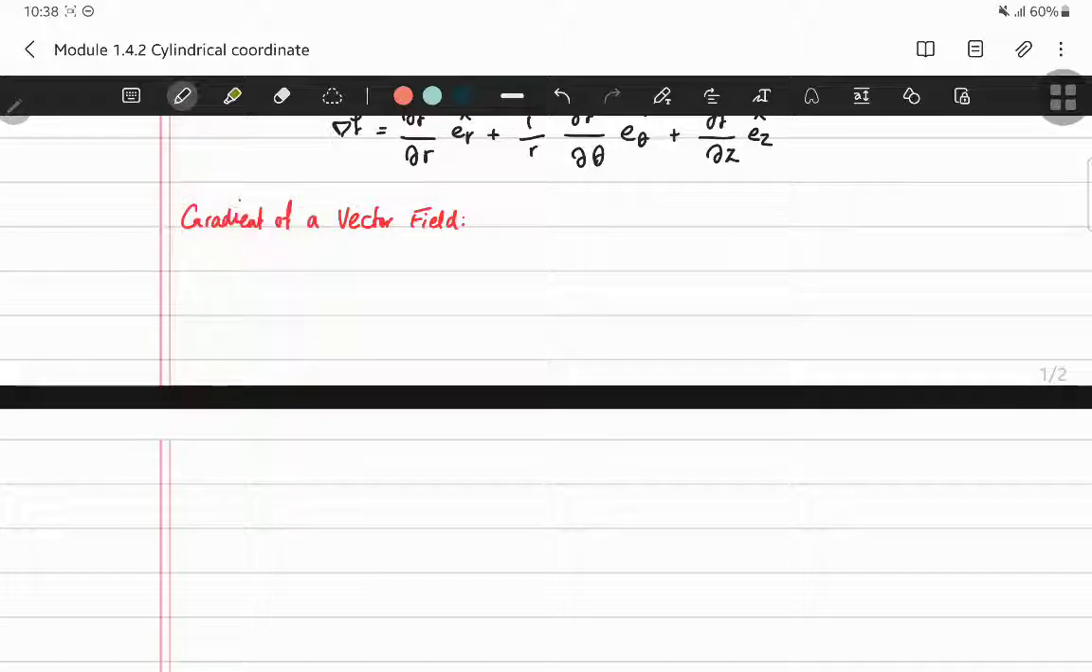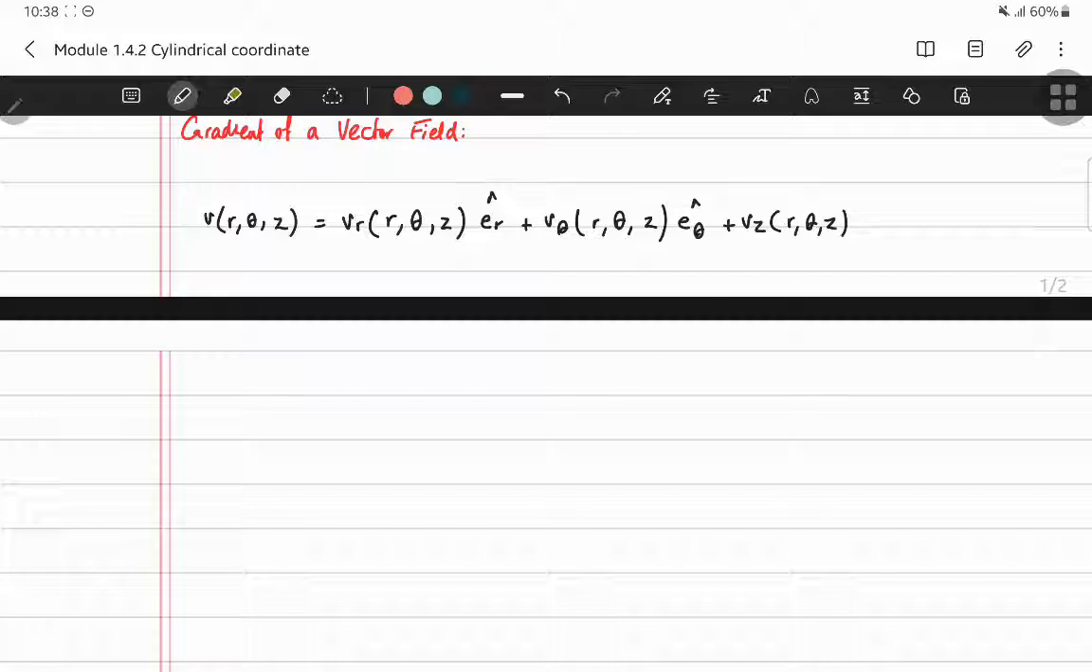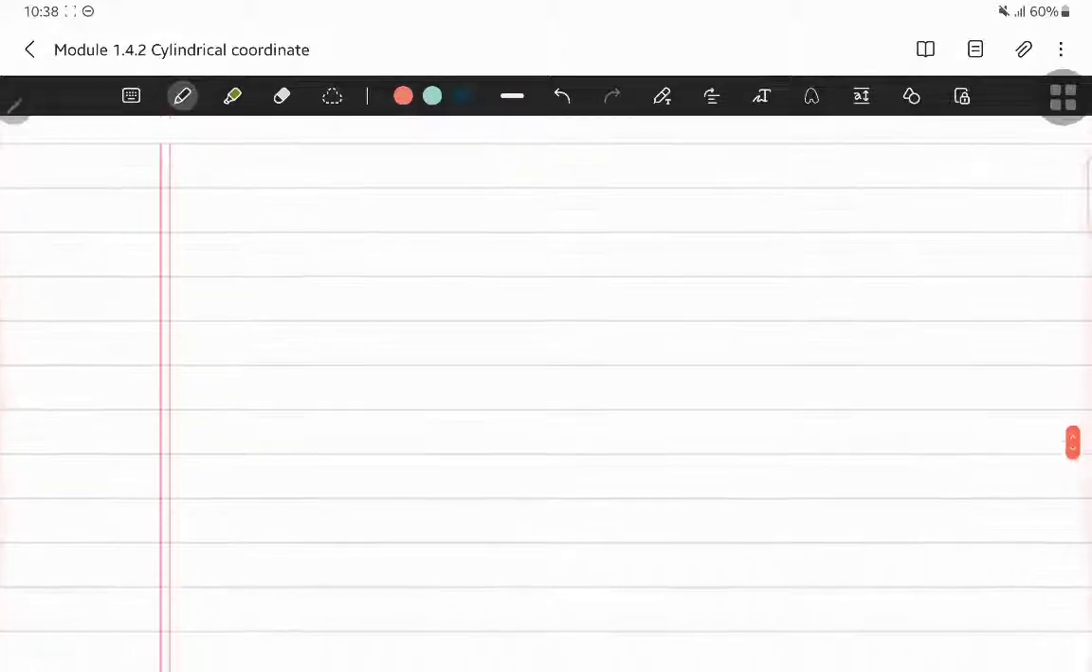All right, so if we have a vector like v(r, theta, z), it is definitely a function of these three. So it has a component v_r, which is also a function of r, theta, and z, e_r plus v_theta(r, theta, z) e_theta plus v_z(r, theta, z) e_z. All right. And the gradient, basically this dv over dr is del v, therefore dv is del v dr.